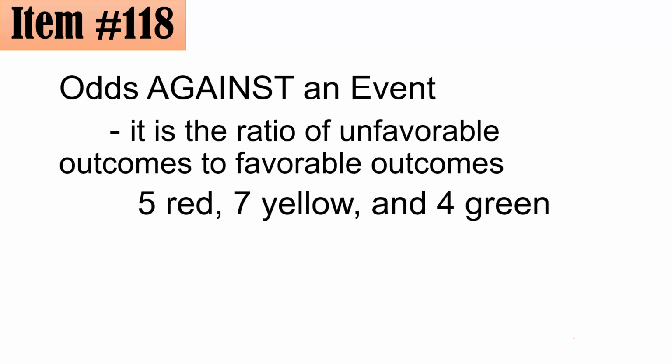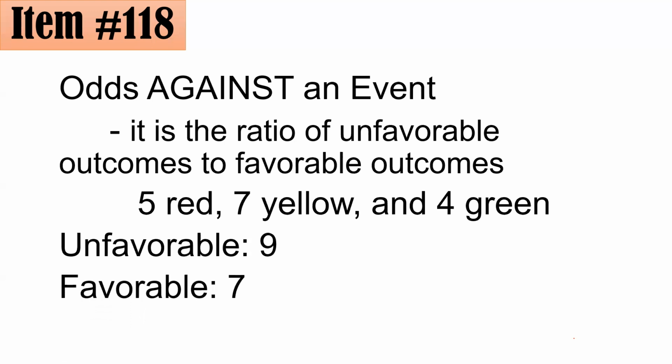Dahil meron kang 5 red, 7 yellow, at 4 green, unfavorable yung 9, favorable yung 7. Di ba yellow yung gusto mo? Yellow yung gusto mong makuha. So 7 are favorable for yellow, whereas 5 plus 4, 5 red and 4 green, or 9 are unfavorable in getting a yellow marble. That's why the ratio is unfavorable to favorable. That's 9 is to 7. Letter B.